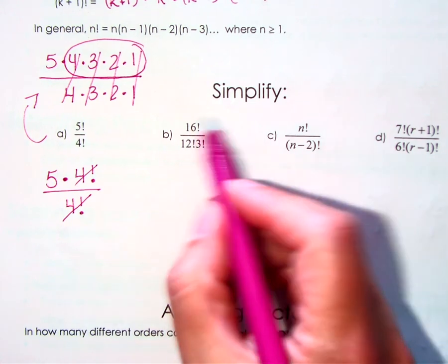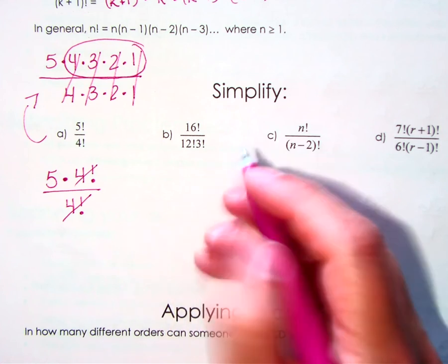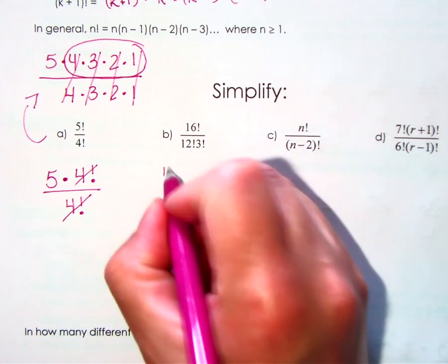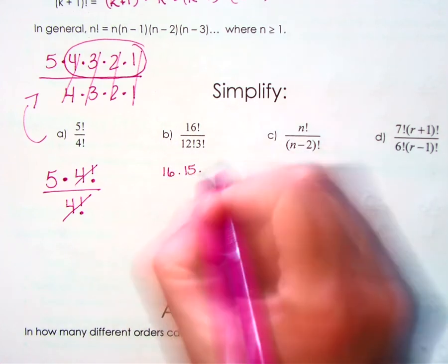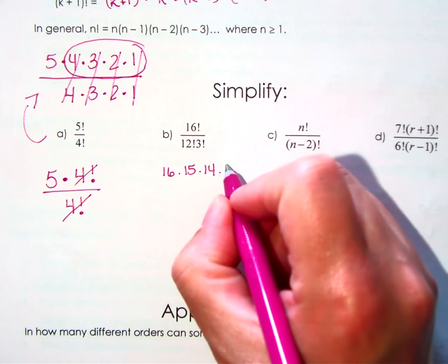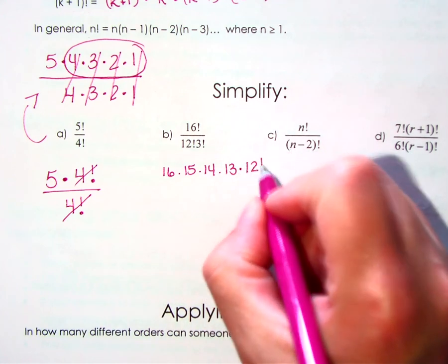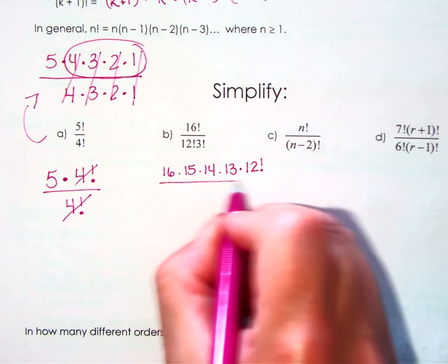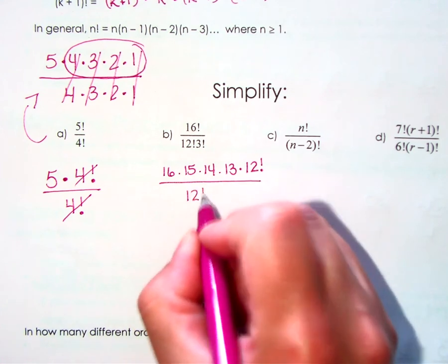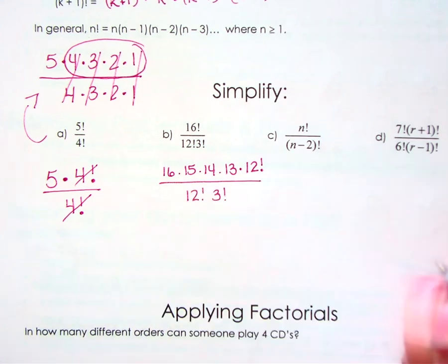Okay, let's talk about this one for a second. So I'm going to start 16, 15, 14, 13. Where am I going to stop? I'm going to stop at 12 factorial because my denominator has 12 factorial in it. So those will cancel each other out. Isn't that exciting?